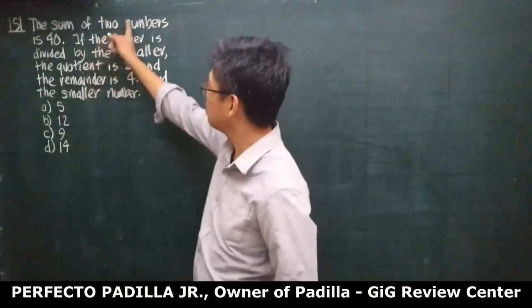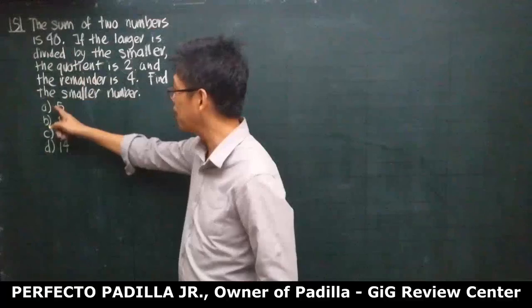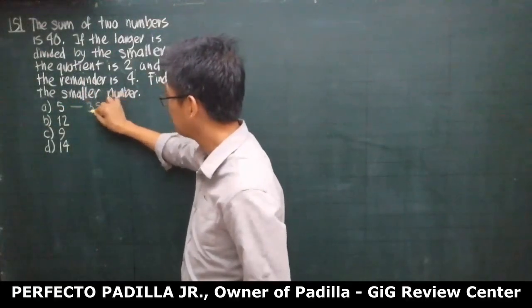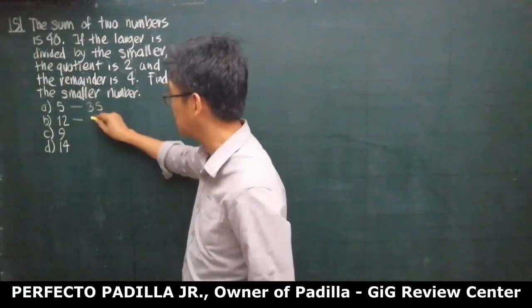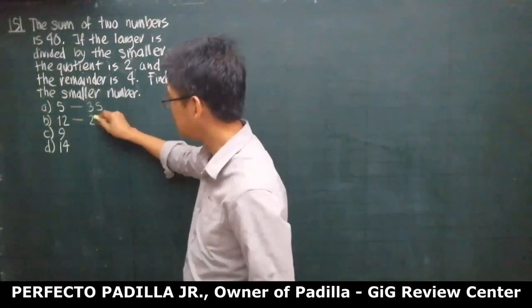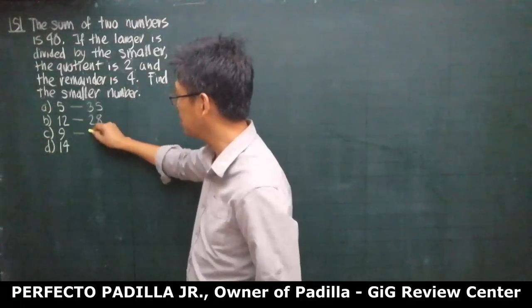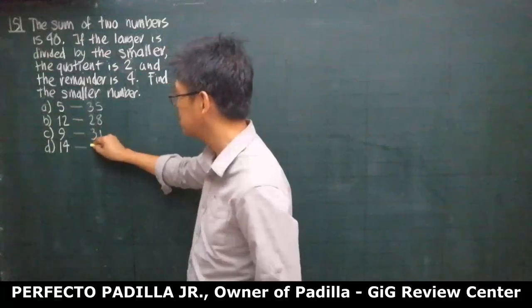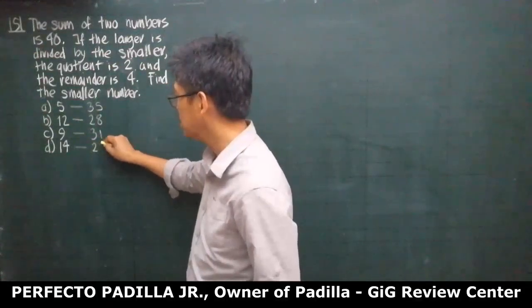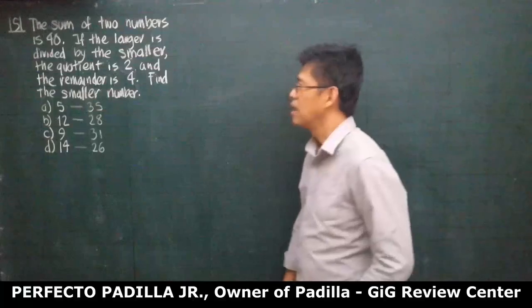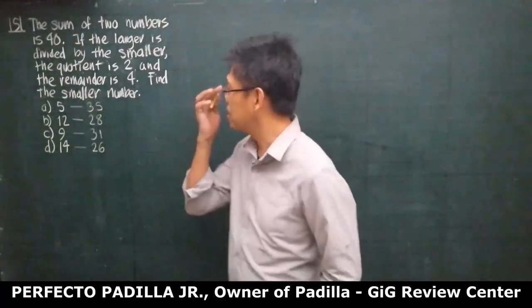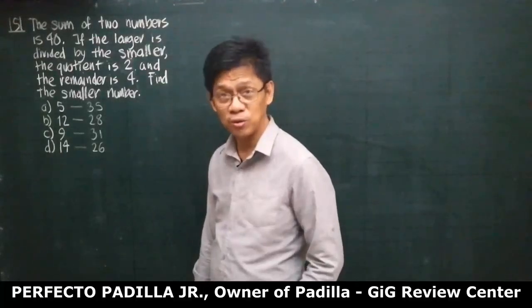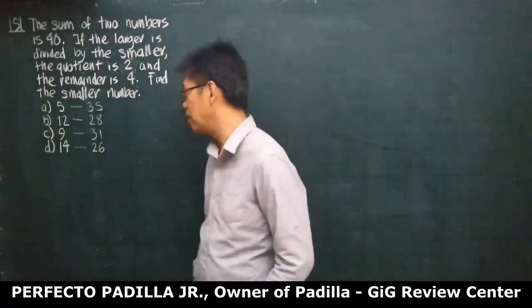Ang sabi, the sum of two numbers is 40. So, kung 5 yung smaller, the bigger is 35. Kung 12, then the bigger is 28. Kung 9, the bigger is 31. If 14, the bigger is, it would be 26. Ang sabi, when you divide the bigger by the smaller, the answer is 2, remainder 4.